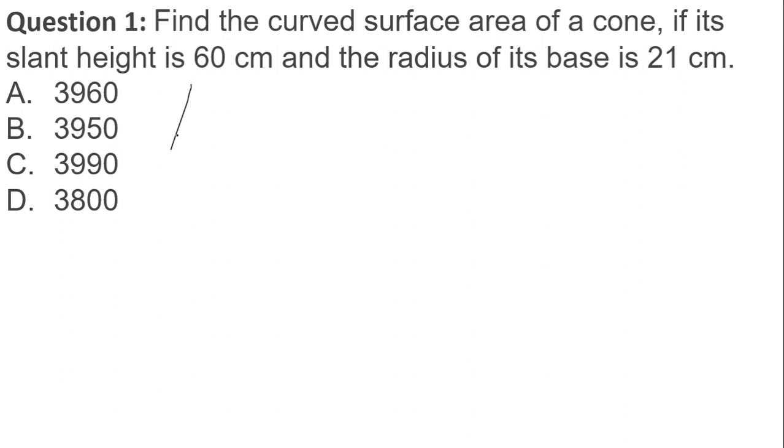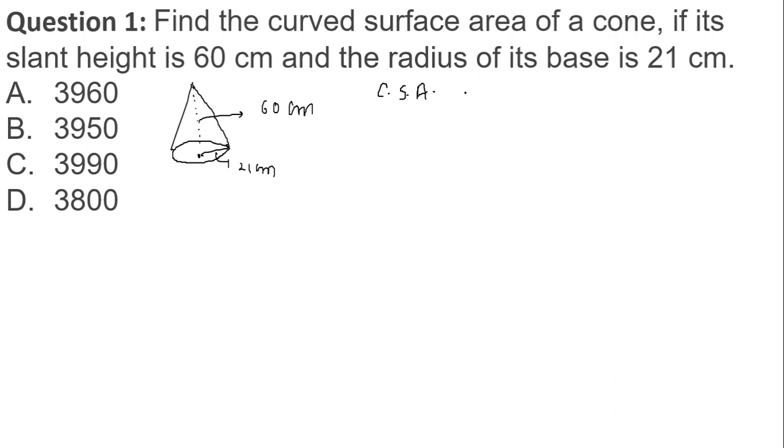For example, this is the cone. I'll draw it now slowly. In this particular cone, they have given us the radius, which is equal to 21 centimeter, and the slant height, which we have already discussed, the distance between the apex and the base circle, is 60 centimeter. They're asking us to find the curved surface area. So please note the formula for the curved surface area of a right circular cone.